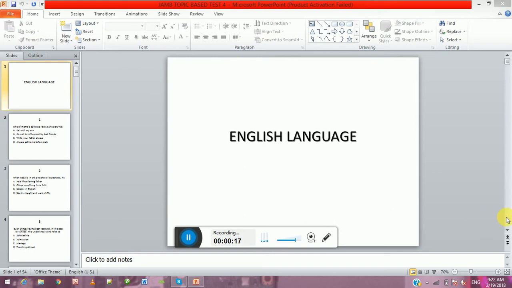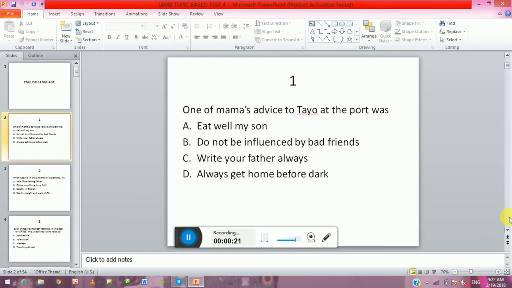We are starting with English language. Number one: Mama's advice to Tayo at the port was A. Eat well, my son. B. Do not be influenced by bad friends. C. Write to your father always. D. Always get home before dark.